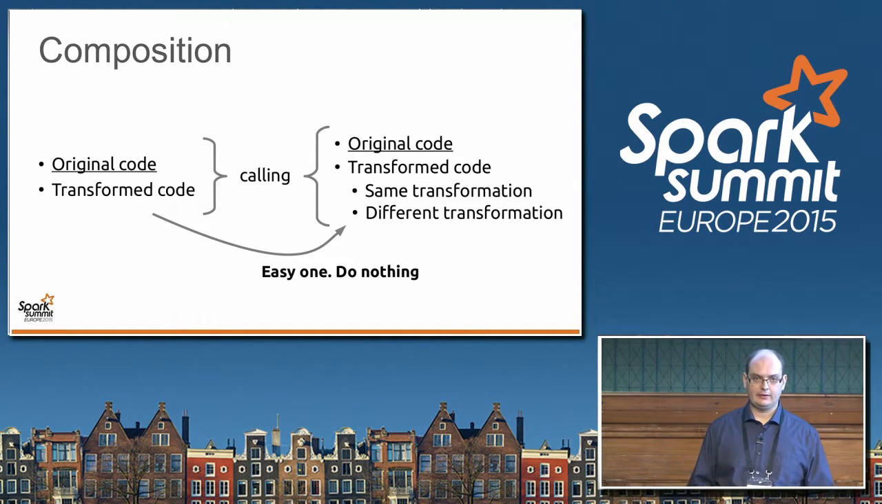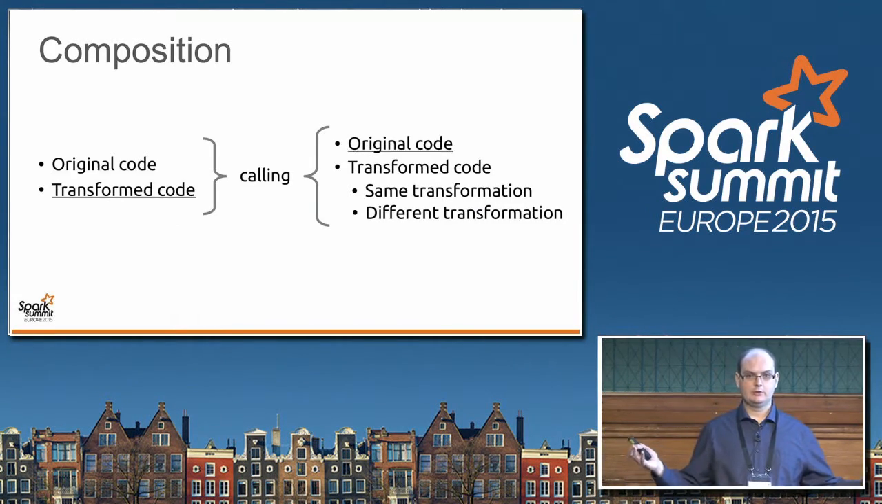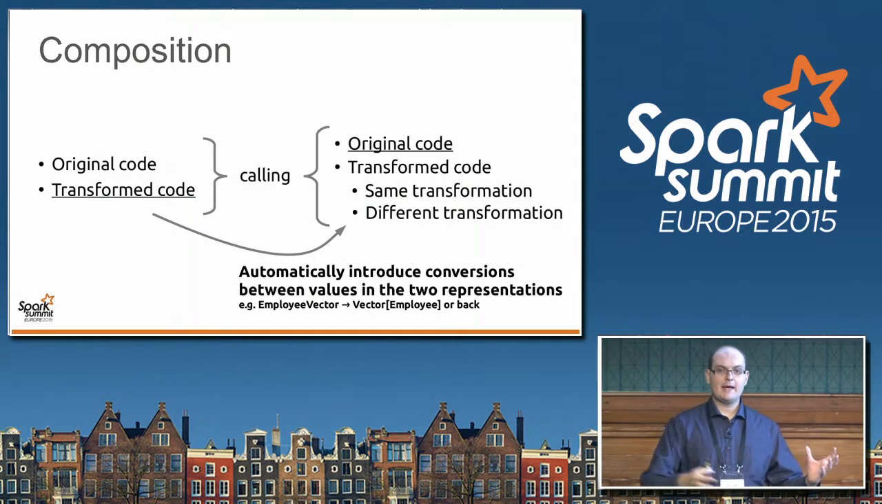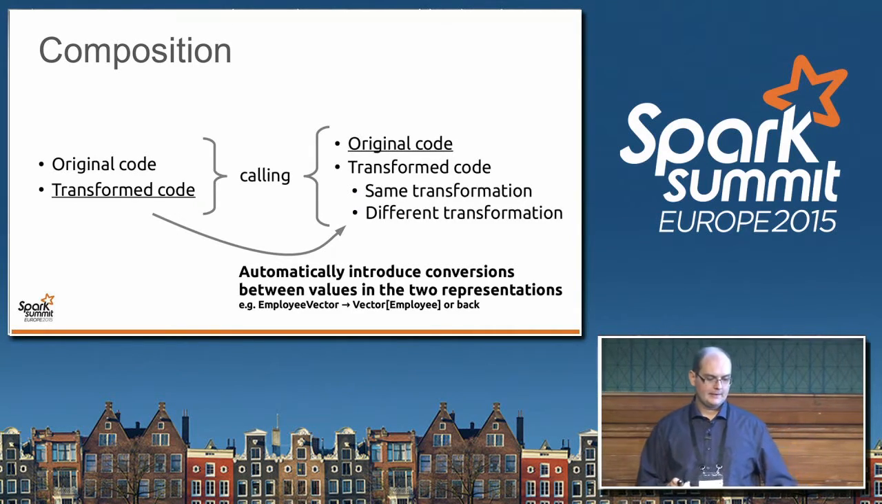We don't need to do anything. On the other hand, if we have original code calling transformed code, or the other way around, we need to introduce coercions. We need to basically map between the two data representations and make sure the data is correctly transformed.